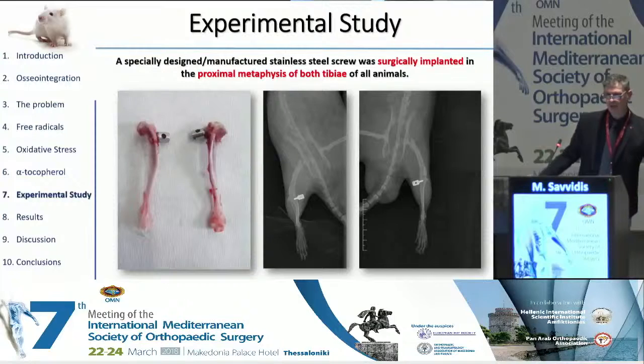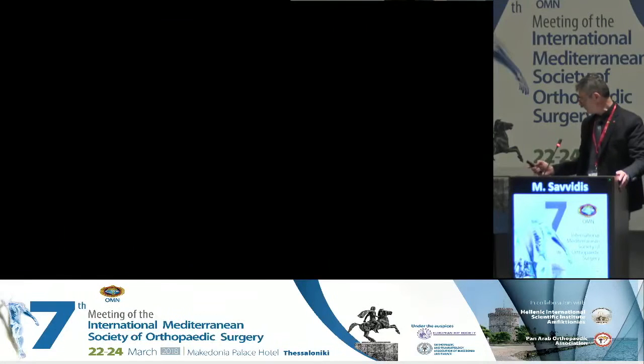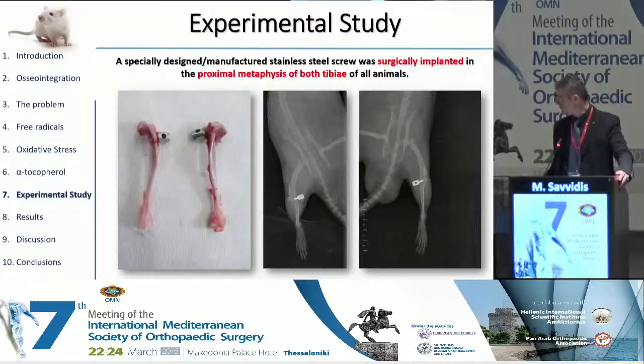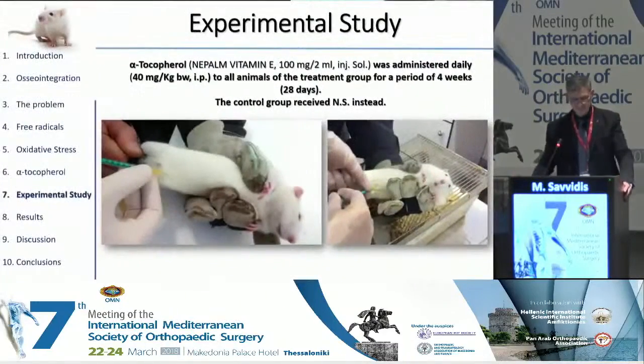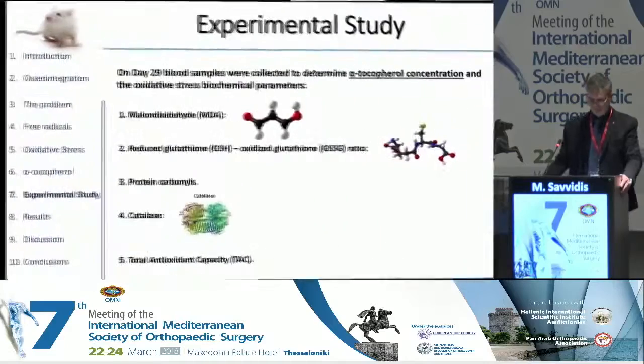These two photos are the specimens after the removal of the soft tissue and X-rays of the animals. Alpha-tocopherol was administered daily to all animals intraperitoneally in the treatment group for a period of 4 weeks, 28 days. The control group received normal saline instead.